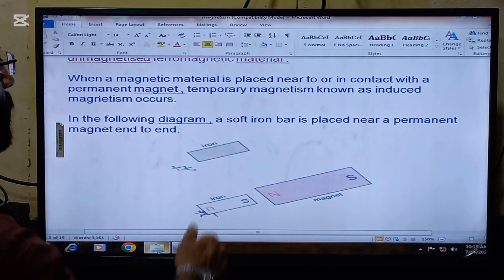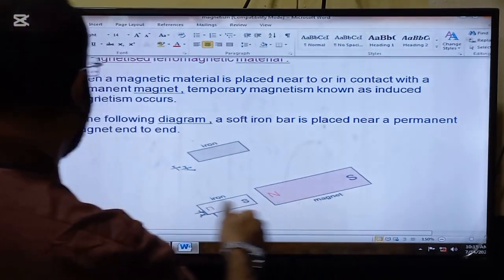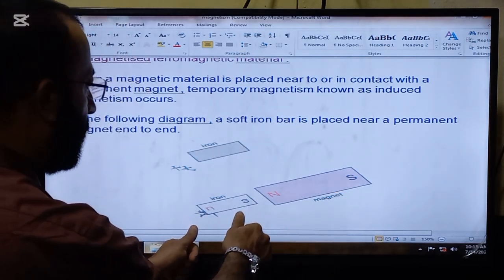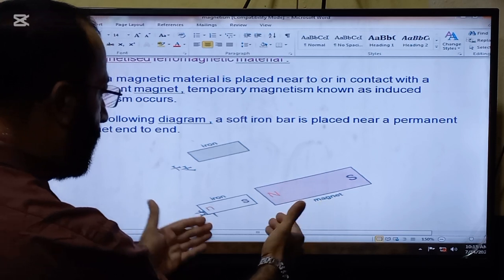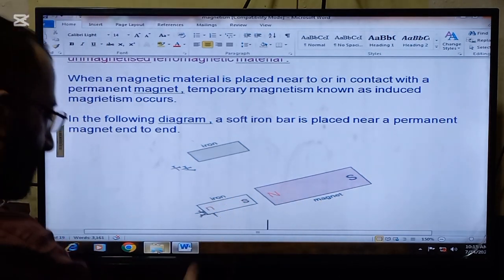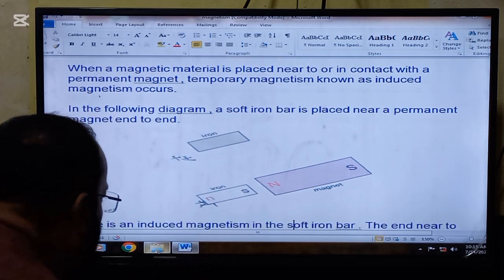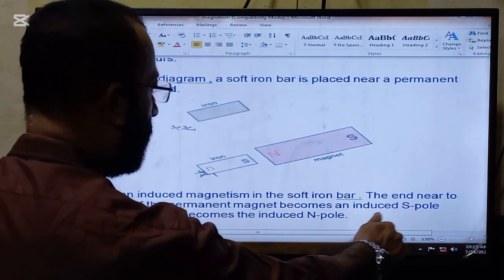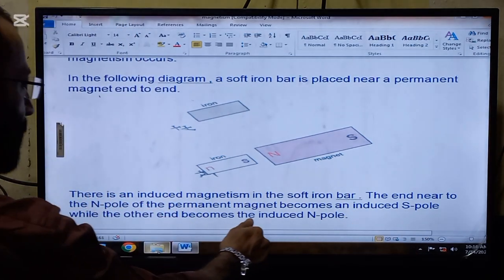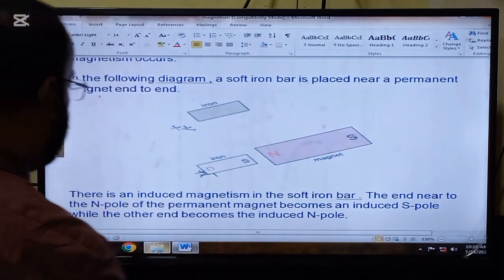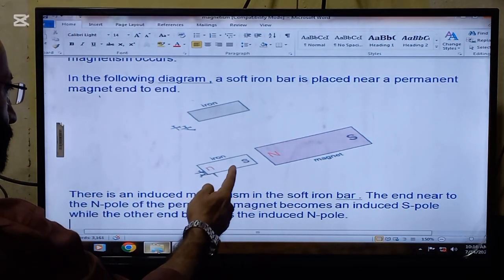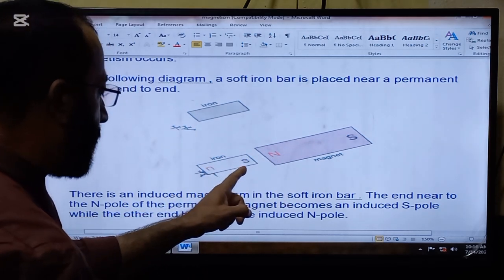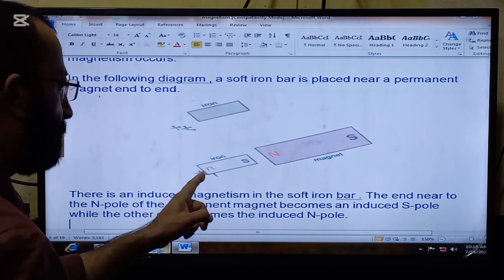In the following diagram, a soft iron bar is placed near a permanent magnet end to end. So here is a permanent magnet and here is an iron bar that is placed near the magnet end to end. So induced magnetism will be created in the iron bar also. The end near to the north pole of the permanent magnet becomes an induced S pole, while the other end becomes the induced N pole. So the far end will become N pole.